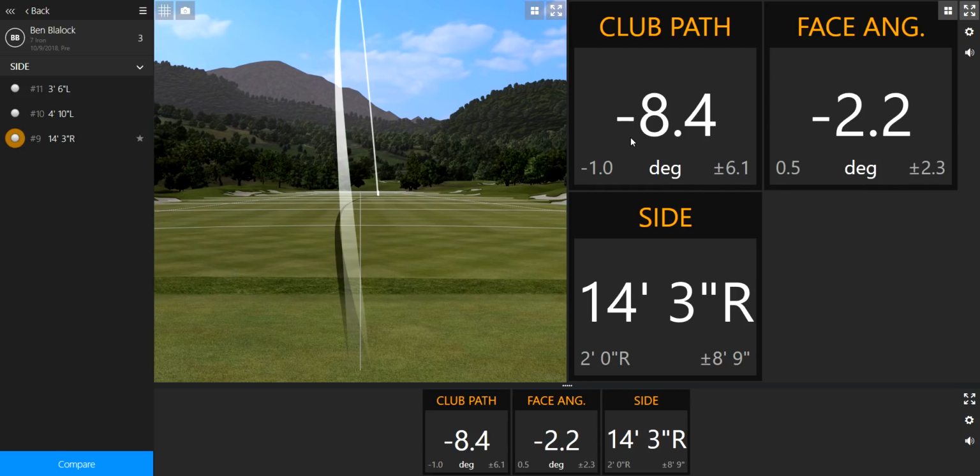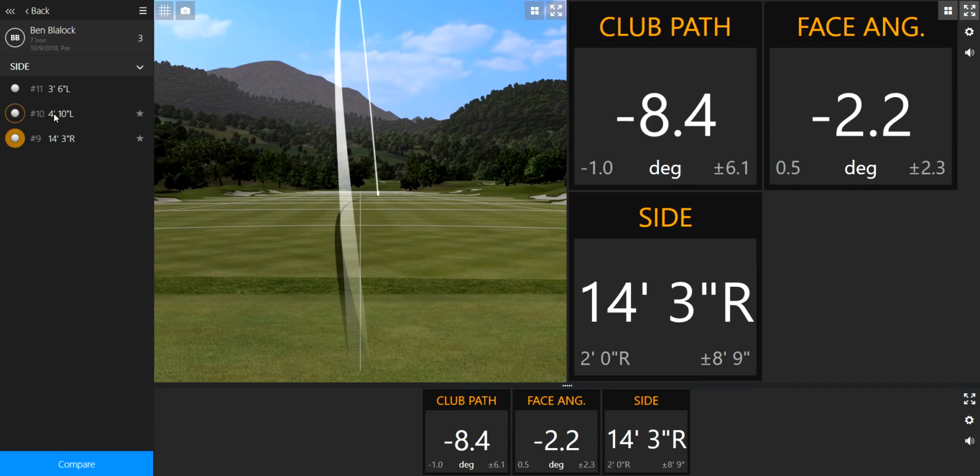And then we have a face angle that's also left of target, which seems interesting considering the ball faded. Doesn't make sense that we'd want the club face left of our target if we wanted to play a fade. But in this case, the thing to understand is that though the face angle is left of target, it is right of the club path. That creates a type of spin that makes the ball turn to the right during its flight. And in this case, the shot finished about 14 feet to the right of our target.